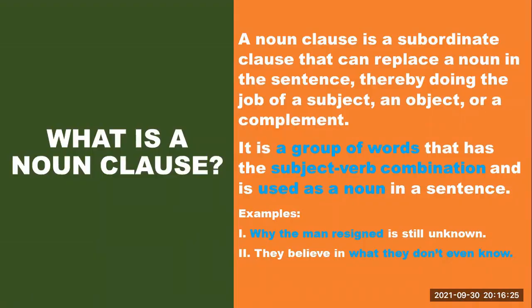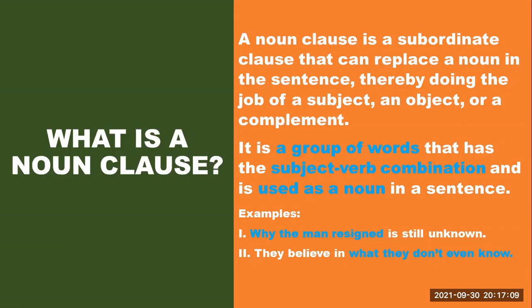Now, let's begin with this basic question. What is a noun clause? A noun clause is a subordinate clause that can replace a noun in a sentence. In other words, it is a subordinate clause that can do the work of a noun in a sentence. Some of the grammatical functions of nouns in sentences include a subject, an object, or a complement. We will look at this in greater detail as we continue.